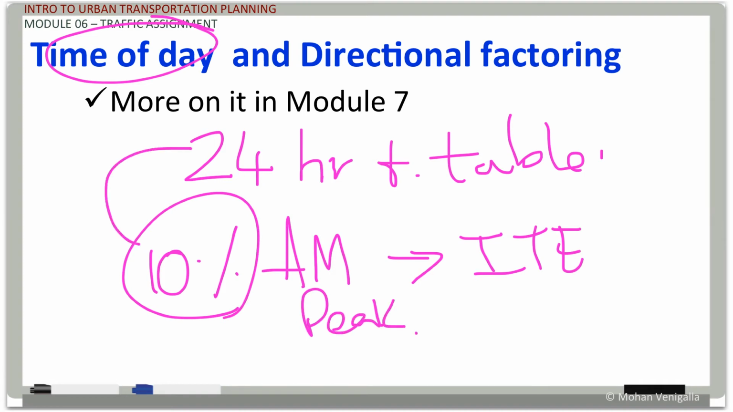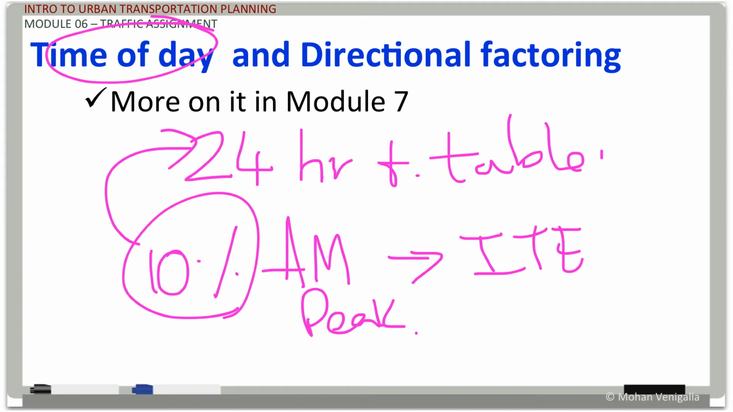I'm telling you very loosely at this point. You sort of take 10% of that, and then apply direction, whichever direction you go. Home-based work, which direction they go, from home to work. So probably 90% of these 10% are going from home to work at the morning peak period. So you will apply such kind of an adjustment.